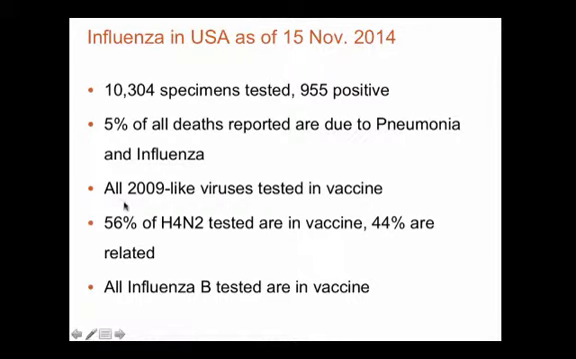If you look at what viruses are in the vaccine, all of the 2009-like viruses that have been tested so far, not a huge number of them, are in the vaccine. 56% of the H3N2 tested are in the vaccine, and 44% are related. All of the B tests are in the vaccine. What's the Ebola vaccine? Non-existent. How many of you had your flu shot?